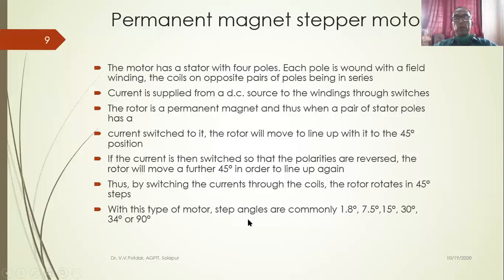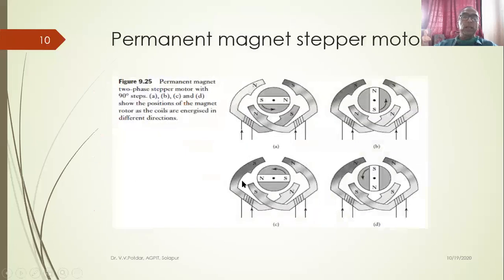With this type of rotor, step angles are commonly 1.8 degrees, 7.5 degrees, 15 degrees, 30 degrees, 34 degrees, or 90 degrees. So this is a permanent magnet stepper motor. This is the constructional detail. A permanent magnet two-phase stepper motor with 90-degree steps. The diagrams show the positions of the magnet rotor as the coils are energized in different directions.